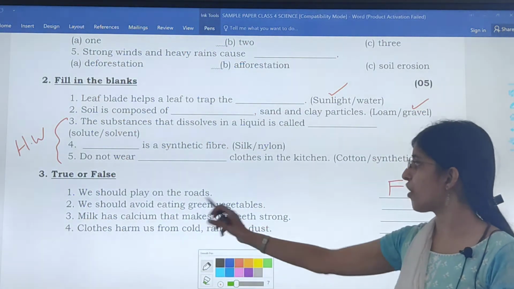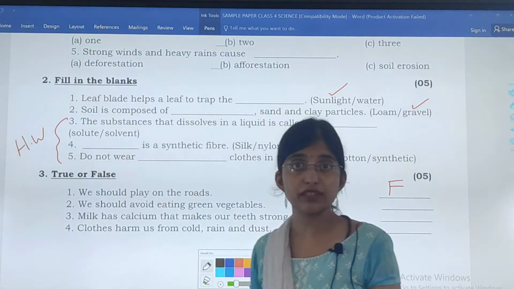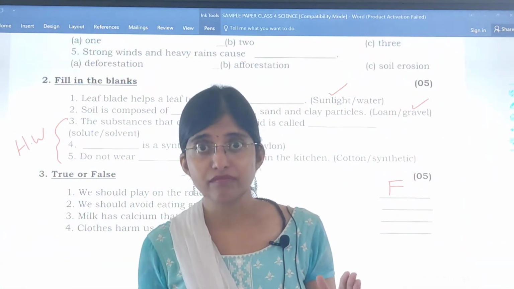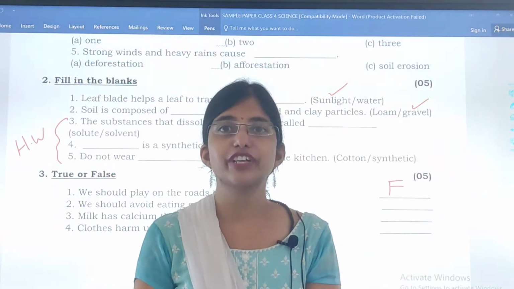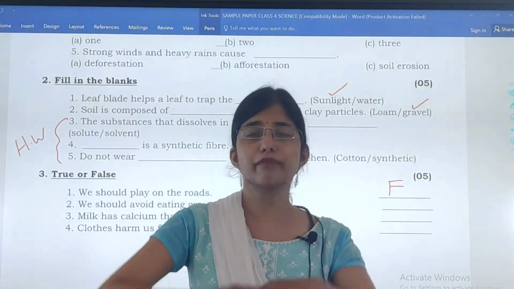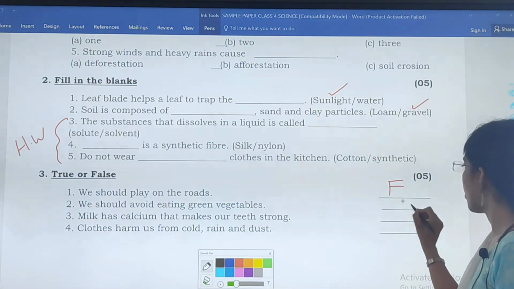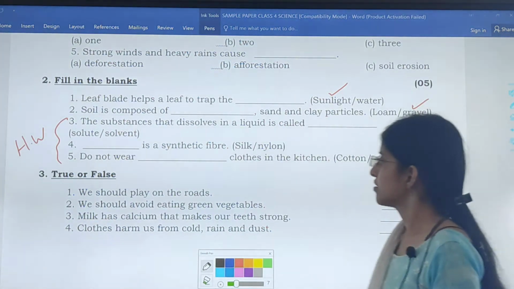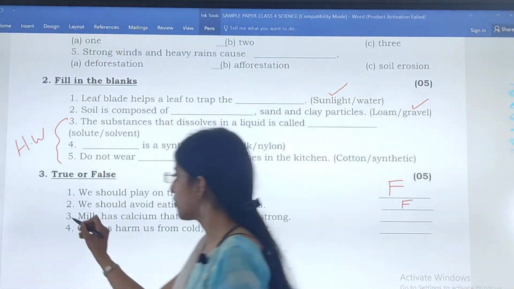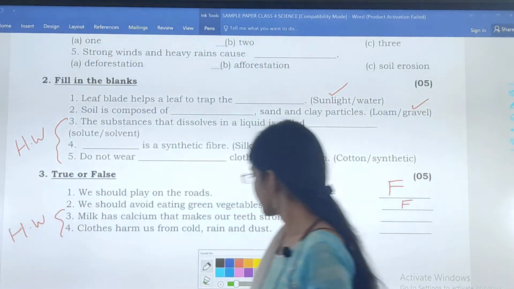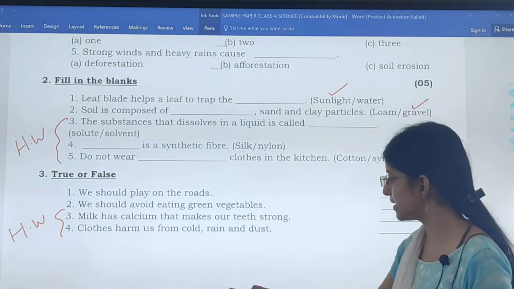We should avoid eating green vegetables. क्या हमें green vegetables नहीं खानी चाहिए? We should obviously eat green vegetables because they are having many nutrients and vitamins. So this is also false. Then third and fourth is your homework. Now let's move ahead.